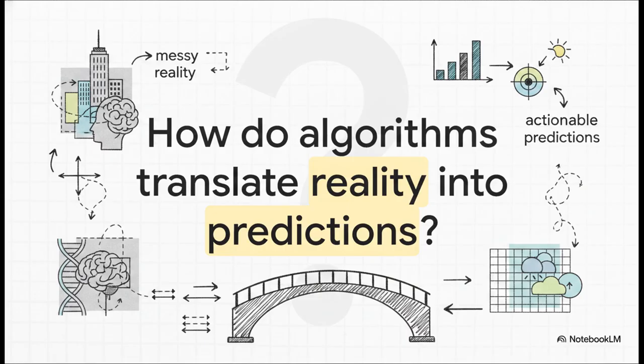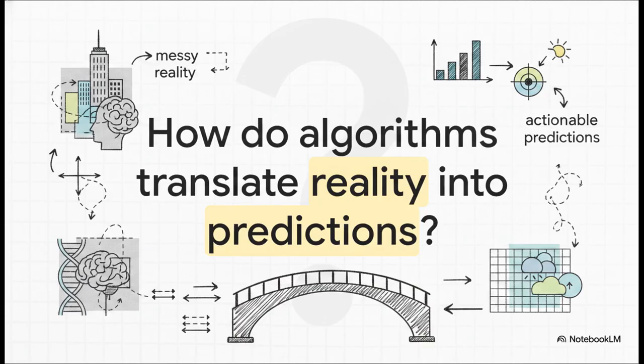It really comes down to this one profound question. How do algorithms translate our completely messy, chaotic reality into actionable predictions? It's really easy to think of linear algebra as just abstract math you might have learned in a classroom, filled with arrows and endless equations. But I want you to shift your perspective today. Think of linear algebra as a bridge.